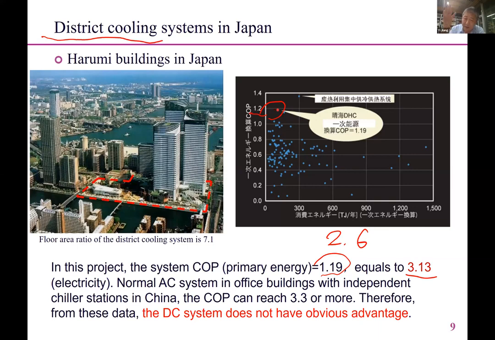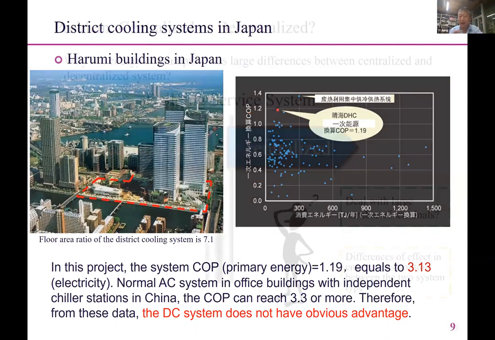But in the US or in China, if you take a single building with a big chiller on the ground and measure the COP, it's normally 3 or 4. I even found some buildings at 4.5, that's very normal. But for district cooling, you can see from this curve, the highest is 3.3, with a lot of points below 3. That means district cooling is not advantageous compared with an individual chilled water system for each building.